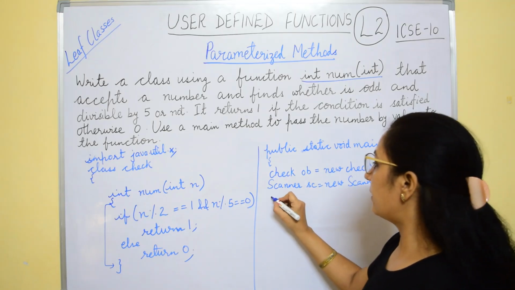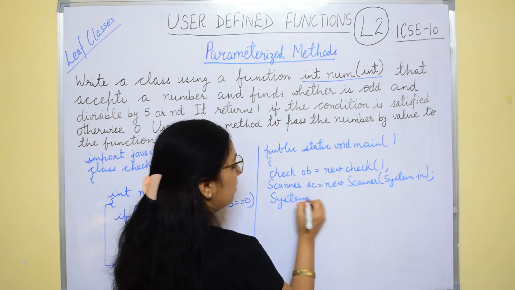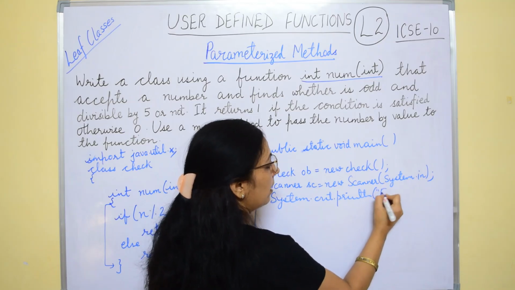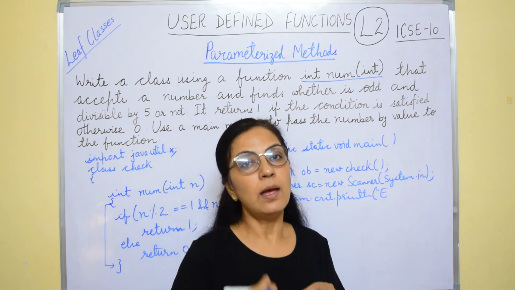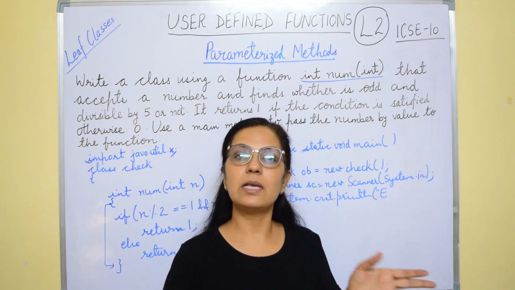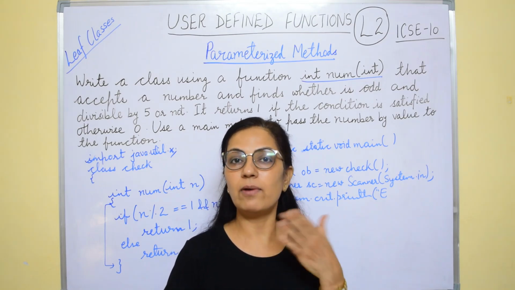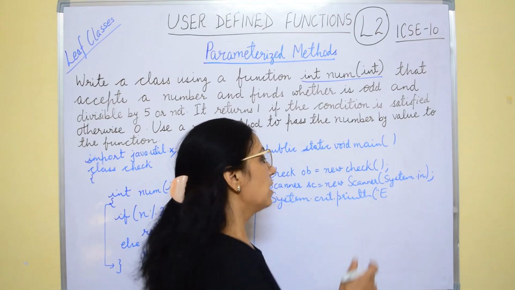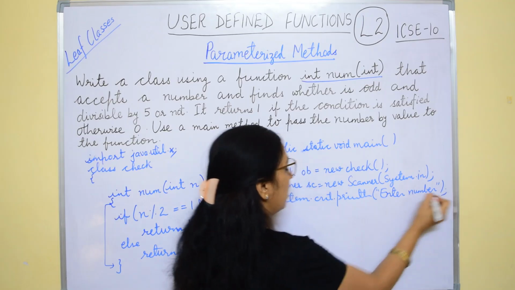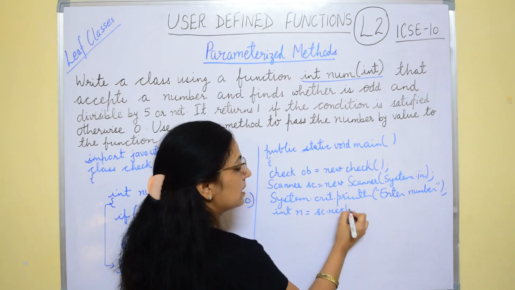Now after this we will ask the user to input the value. System.out.println, enter number. I always tell children to prompt the message before entering anything. Few of you don't write it, you directly write sc.nextInt. But it should be very clear to the user who is using the program what is to be entered. So here you always prompt enter number, and then write int n equals sc.nextInt.